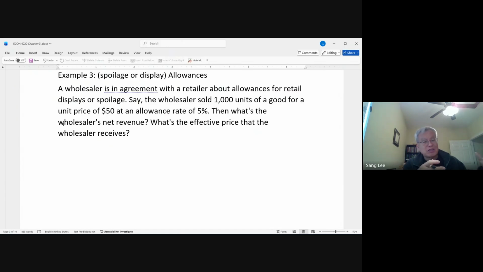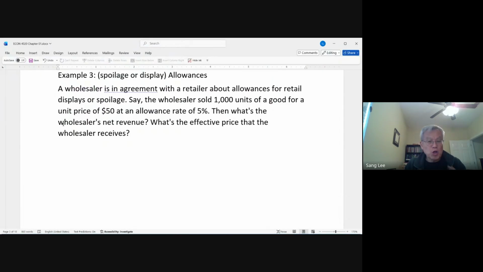Or when the quality of the products is inherently deteriorating over time, the retailers may not want to buy a large volume of a product at once. So manufacturers will give retailers some incentives. When the value falls over time, we're going to issue credit for that. That is called spoilage allowances. So here again, a simple example: the wholesaler sold 1,000 units of a good for a unit price of $50 at the allowance rate of 5%.